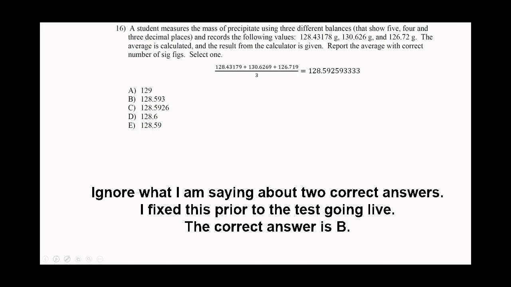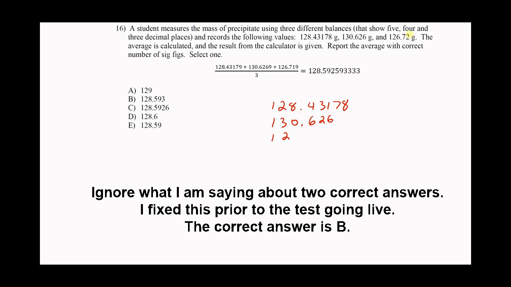A student measures the mass of precipitate using 3 different balances that show 5, 4, and 3 decimal places and records the following values, and there they are. The average is calculated, and the result from the calculator is given. Report the average with the correct number of sig figs. Well, let's do the math. 128.43178. 130.626. And 120.